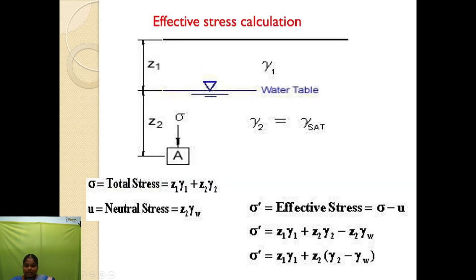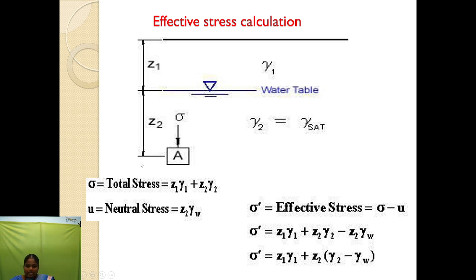So in this drawing, the effective stress calculation will be explained. Z1 and Z2 are the piezometric heads, the height levels, and gamma 1 is the unit weight of soil. This is the water table, and in the second portion gamma saturation applies. That portion includes the water phase, so gamma saturation is the unit weight of saturated soil. The water content and solid content are included in that area. So the total stress sigma can be calculated.